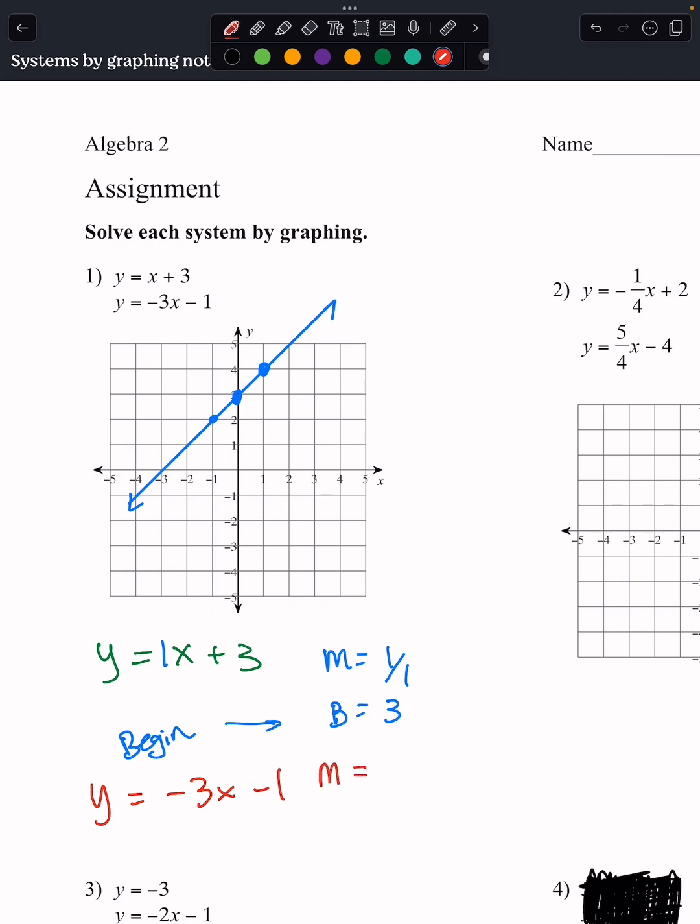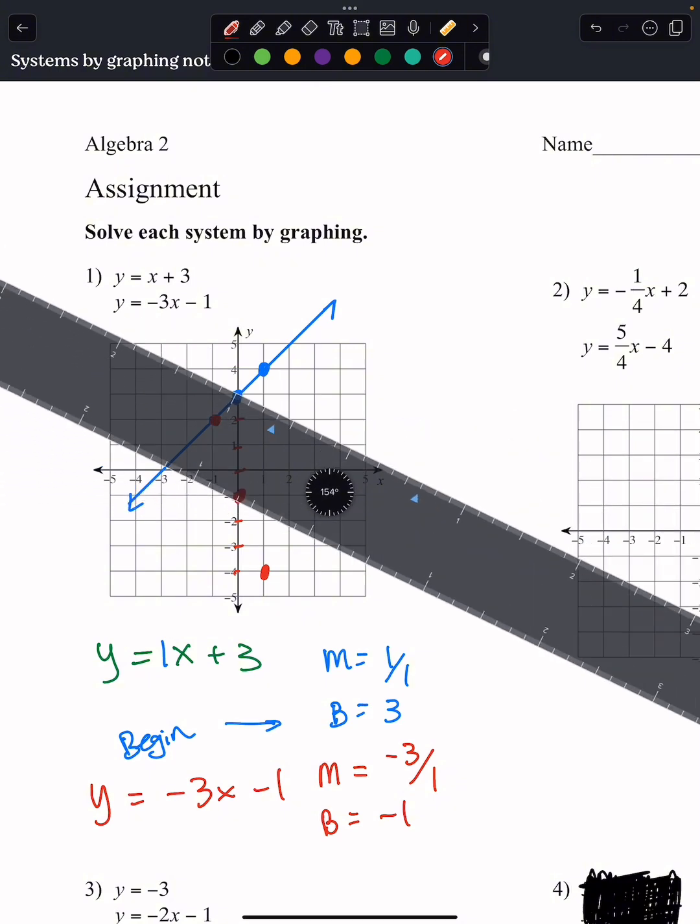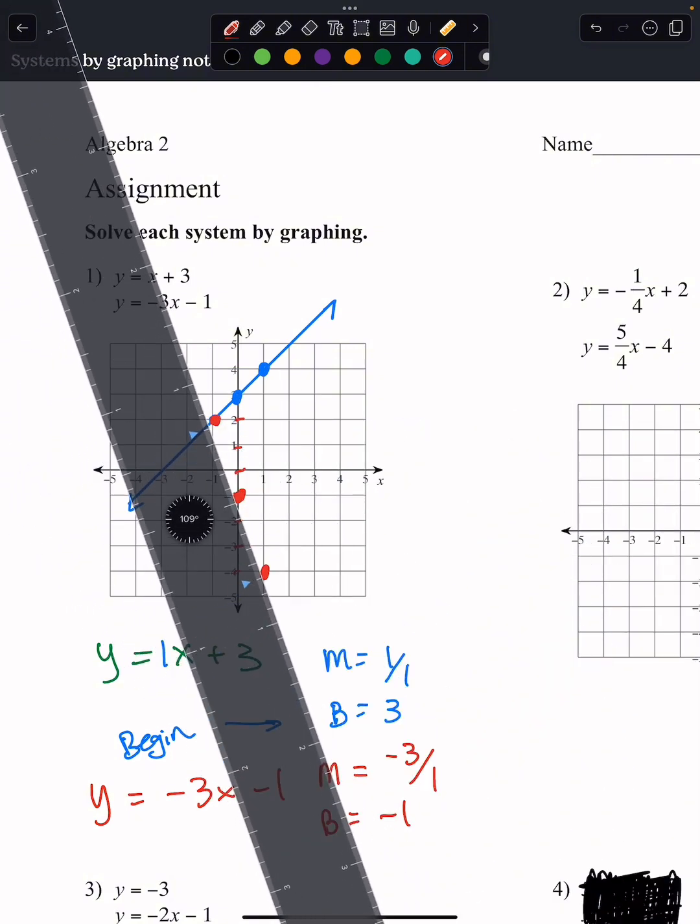negative 3. My b is negative 1. But I need my slope in the form of a fraction. Let's make that negative 3 over 1. So we're going to start at negative 1. I'm going to go down 3, 1, 2, 3, and to the right 1. Or I'm going to go up 3 to the left 1. And then we're going to take our ruler and we're going to go ahead and draw our line.